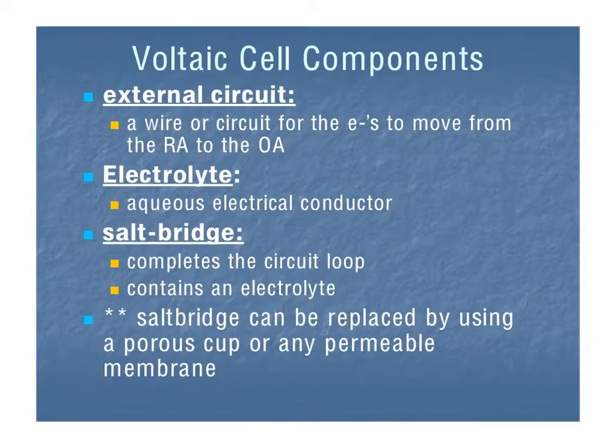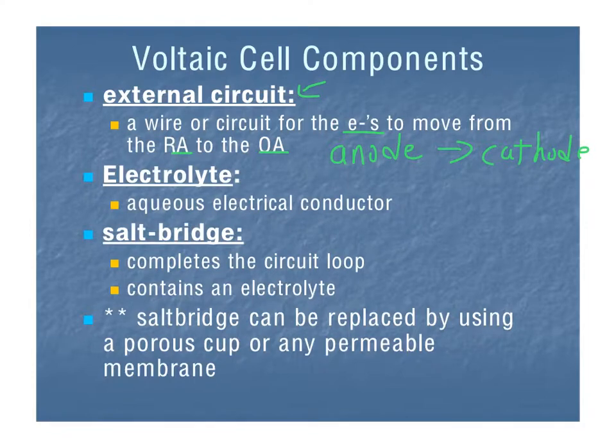In a voltaic cell, you also need an external circuit. This is simply a wire or some sort of conductor for the electrons to move from the reducing agent to the oxidizing agent. The electrons will always move from the anode, where the reducing agent is being oxidized, to the cathode, where the oxidizing agent is being reduced.